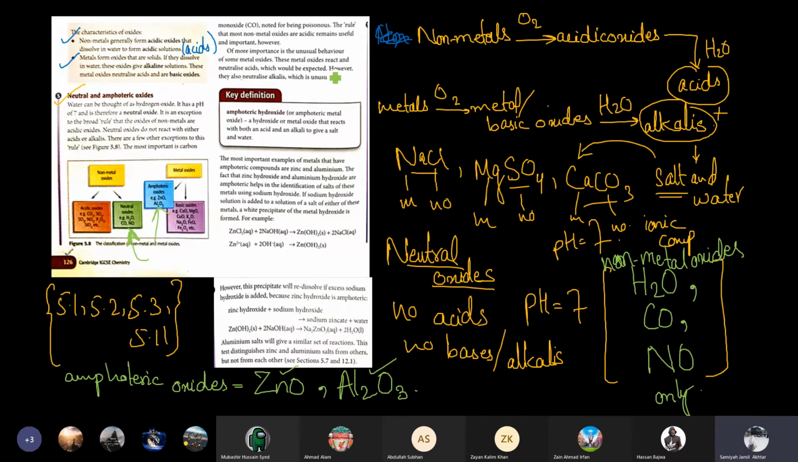For the amphoteric oxides, the key definition says that an amphoteric oxide or amphoteric hydroxide is a metal oxide or hydroxide that reacts with both an acid and an alkali to give salt and water. It reacts with acid and alkali both, and in both cases it gives salt and water. In a neutralization reaction, if it comes in contact with acid, it behaves like an alkali, and if it comes in contact with an alkali, it behaves like an acid. So it reacts as both.